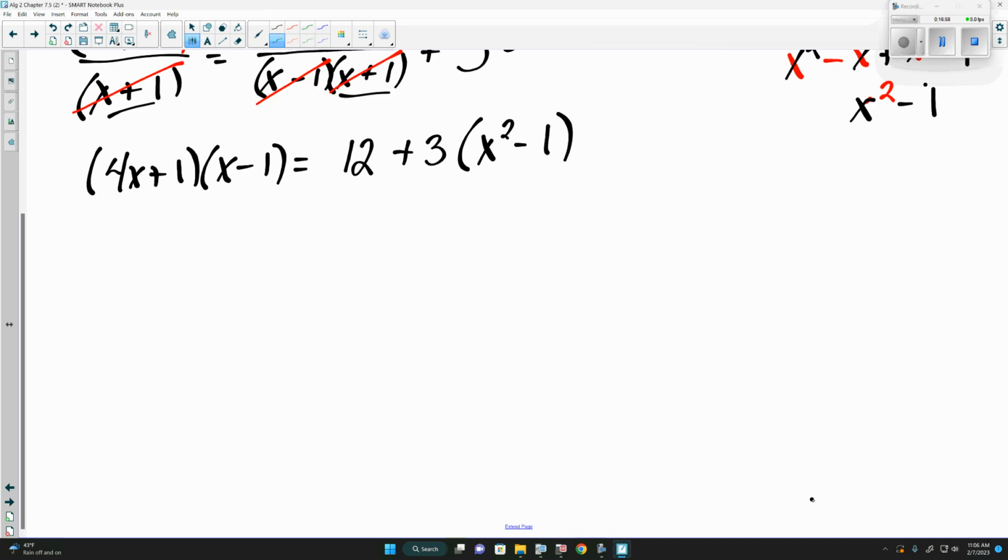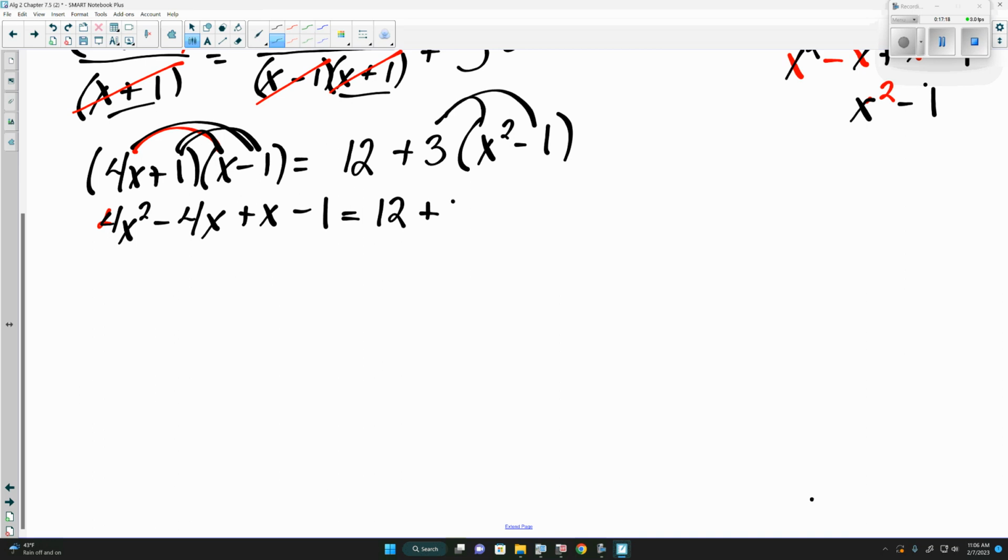Now at this point here, we do need to distribute. 4x times x is going to be 4x squared. 4x times negative 1 is negative 4x. 1 times x is going to be plus x, and 1 times negative 1 is negative 1. 12. And distribute the 3: 3 times x squared is going to be 3x squared, and 3 times negative 1 is negative 3.